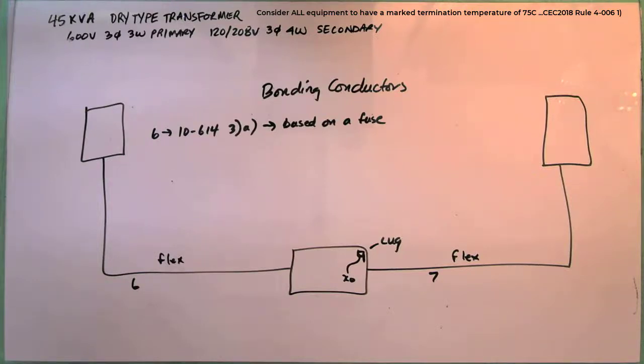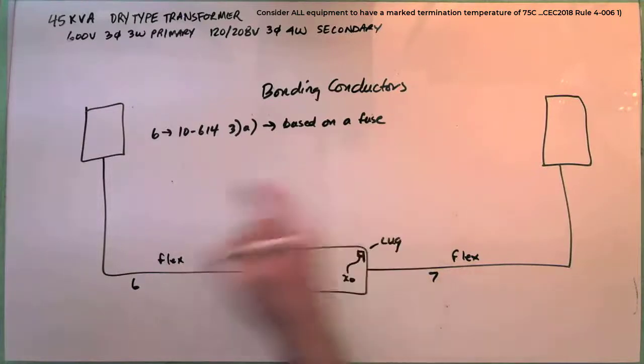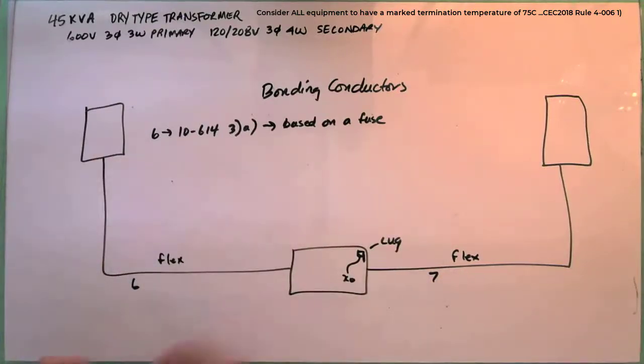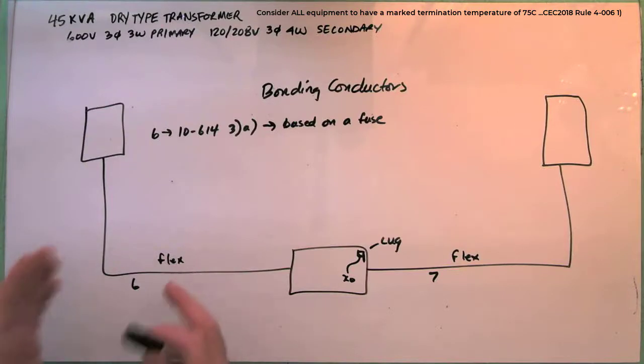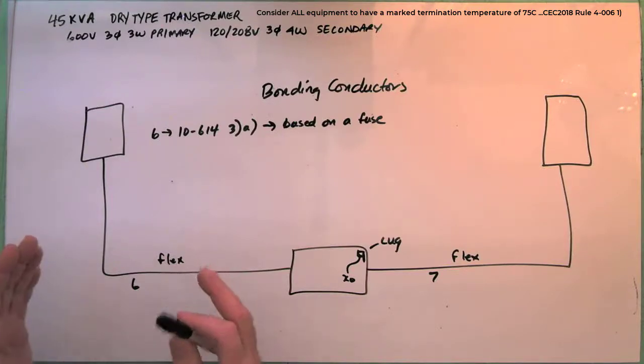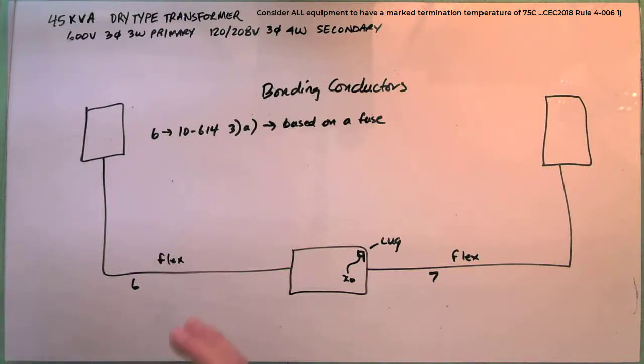If it's the main service, yeah, you could do that. Field assembled, so it's based on a fuse unless the wire is being used for voltage drop. Do you notice on Table 16, it says based on the overcurrent device and based on the largest ungrounded conductor. The only time that you size your bonding based on the conductor is when it's being used for voltage drop purposes.